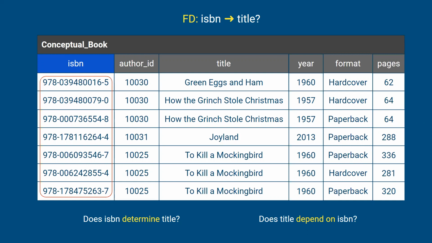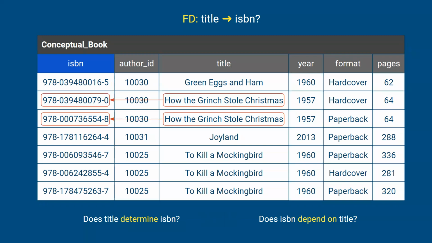This is the primary key in this table. It determines everything. So for a given ISBN, it's the primary key. There'll be no duplicates here. So yeah, ISBN determines title. Why am I even asking? Oh, just look at it the other way. Does title determine an ISBN?